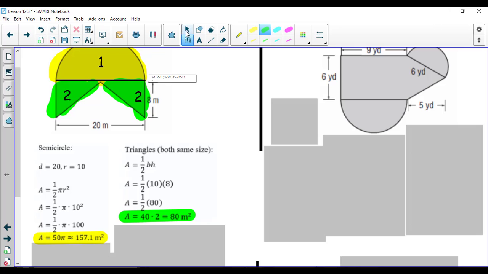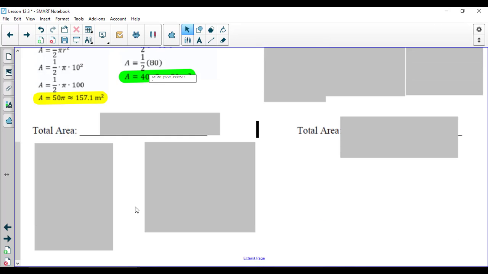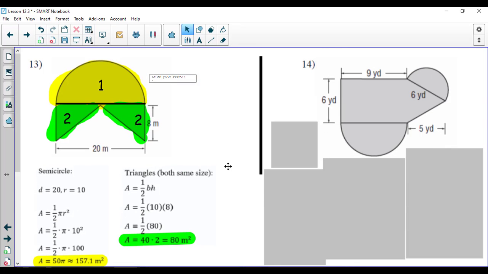Now to find our total area, what we're going to do is add those areas together. So we're going to add the 80 from the two triangles plus the 157.1 from the semicircle to get about 237.1 meters squared.